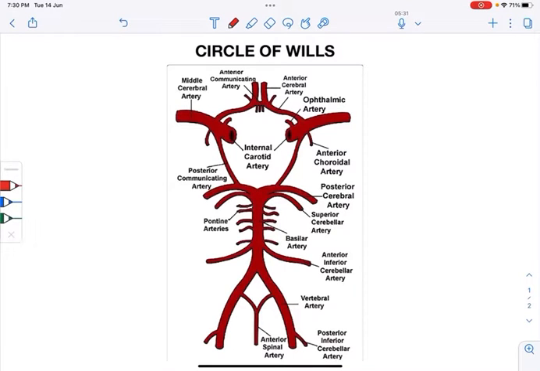Hi friends, today I'm going to explain an easy way to remember the circle of Willis. So in this picture we can find the arteries supplying the posterior part and the anterior part of the brain. In the anterior part we have the internal carotid artery, the anterior cerebral artery, the anterior communicating artery, the posterior communicating artery, the basilar artery, and the vertebral artery.